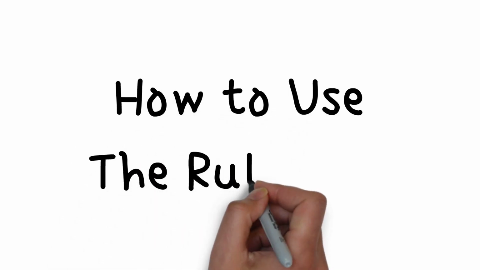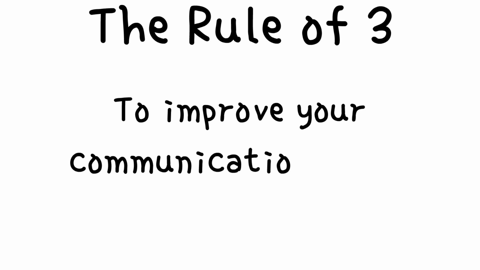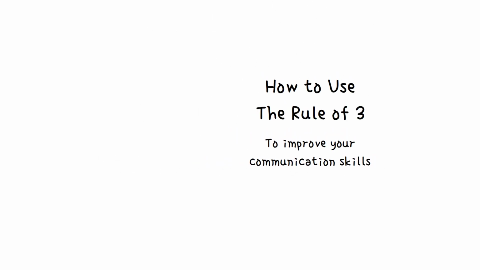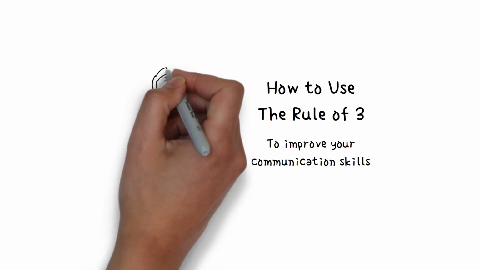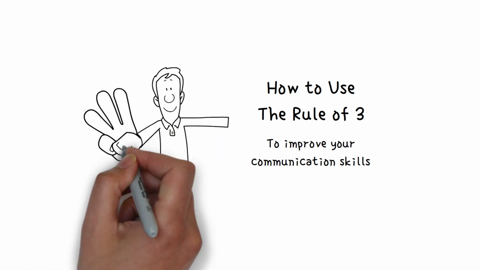How to use the rule of three to improve your communication skills. The rule of three is very simple. Anytime you use a triad of information in your communication, you are using the rule of three.